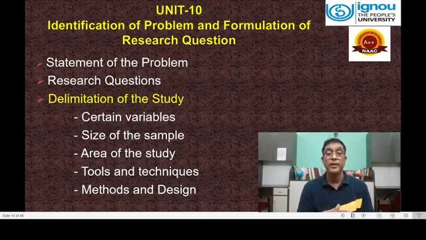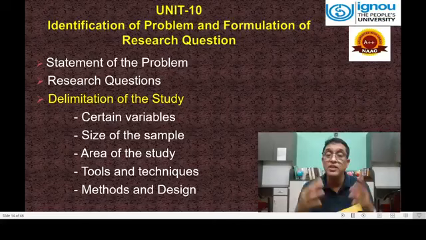Then another important aspect which is part of this unit, that is delimitation of the study. How will you delimit your study? So what is the theoretical construct, what is the concept of delimitation of the study?